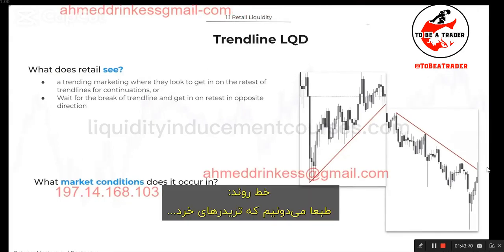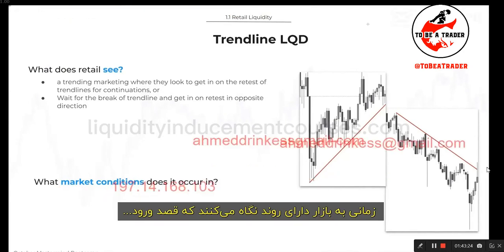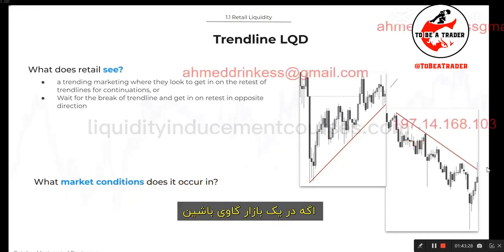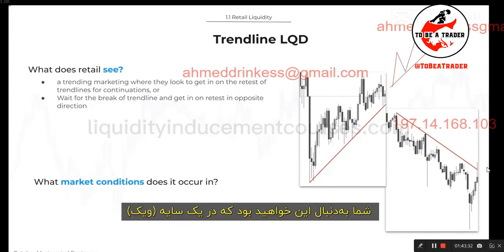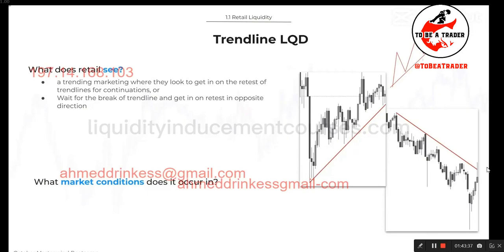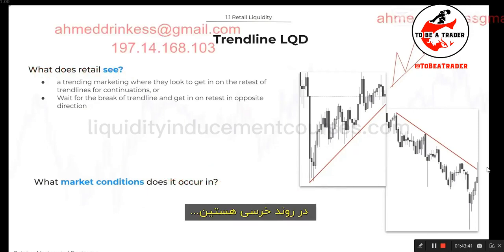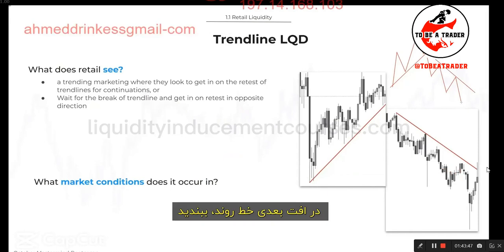A trend line, obviously, we know retail traders see a trending market where they look to get in on the retest of trend lines for continuations. If you are in a bullish market, where are you going to be looking to buy your trend line? You'd be looking to buy on a wick rejection of your trend line to then go higher, right? You'd be looking here to buy. If you're looking to sell for a trend line, if you're in a bearish trend, you're obviously going to be looking to take your position off of the next trend line mitigation or the next trend line retest.